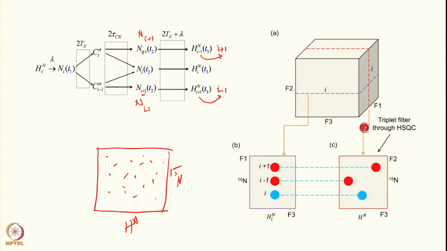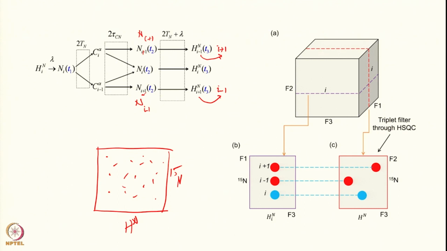Therefore, at the particular F1 chemical shift, the particular N15 chemical shift, you get 3 peaks which are neighbors, okay. The self peak, the I minus 1 peak and the I plus 1 peak. All the 3 peaks you are seeing in this. Therefore this is called a triplet filter through the HSQC spectrum.